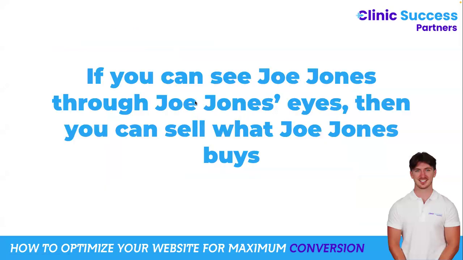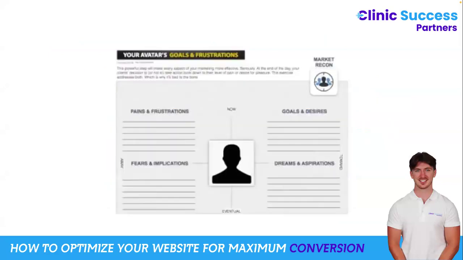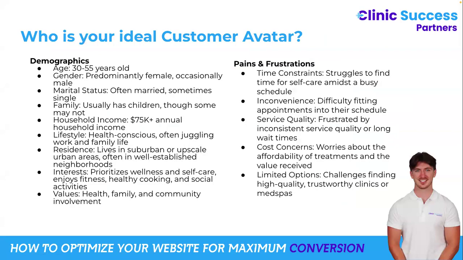We've already gone through this, but I also want to circle back to the point that you made about the avatar. If you can see Joe Johns through Joe Johns' eyes, then you can sell what Joe Johns buys. The point being is, our avatar has certain pains, frustrations, and desires, and this could potentially be the type of people that we actually want on the website. Thirty to 55 years old, predominantly female, occasionally male, and a bit of disposable income, as you said. It's happy medicine. They're coming here because they want to, and the website needs to reflect that.